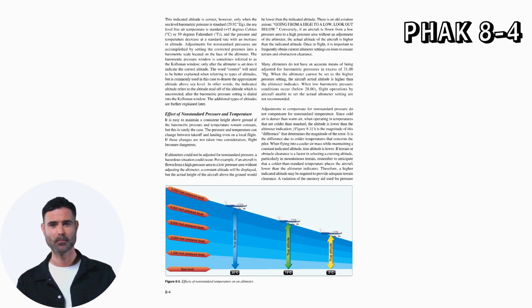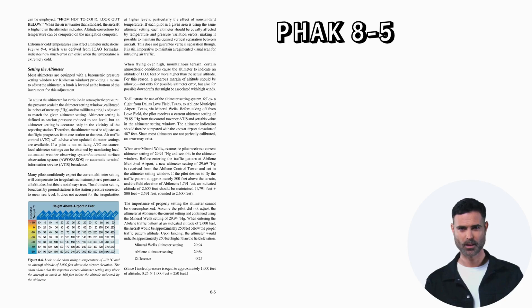A variation of the memory aid used for pressure can be employed. From hot to cold, look out below. When the air is warmer than standard, the aircraft is higher than the altimeter indicates. Altitude corrections for temperature can be computed on the navigation computer. Extremely cold temperatures also affect altimeter indications. Figure 8.4, which was derived from ICAO formulas, indicates how much error can exist when the temperature is extremely cold.